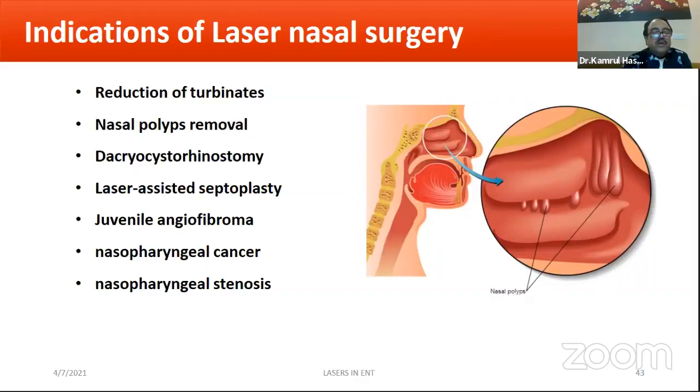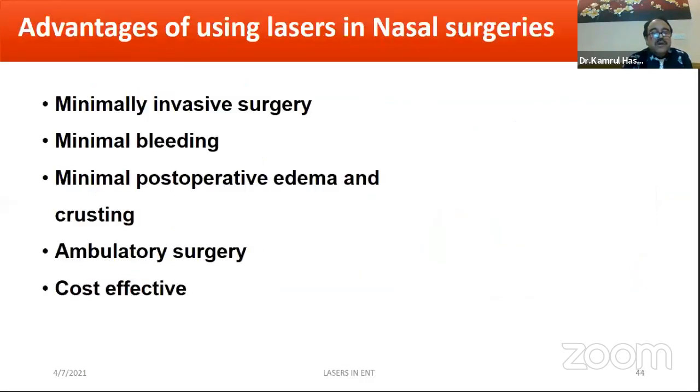Dacryocystorhinostomy is a very important, very good time-saving surgery by the laser. It is very minimally invasive surgery, with minimal bleeding, minimal postoperative edema and crusting, ambulatory surgery, and cost-effective.